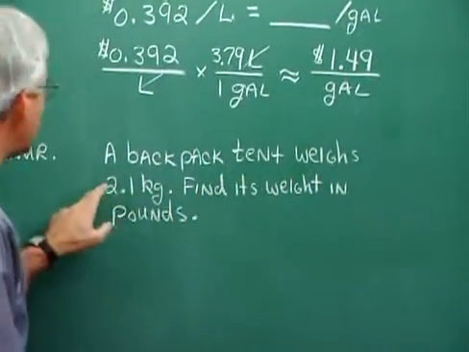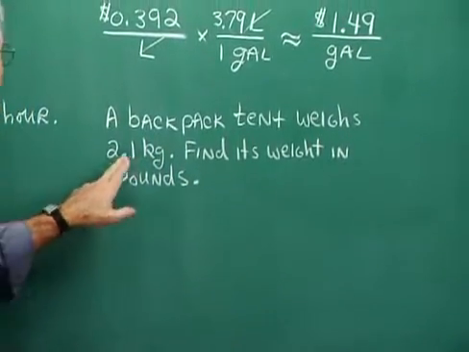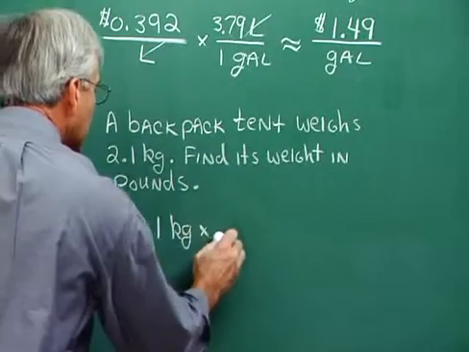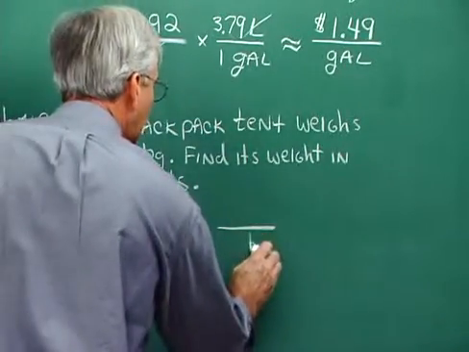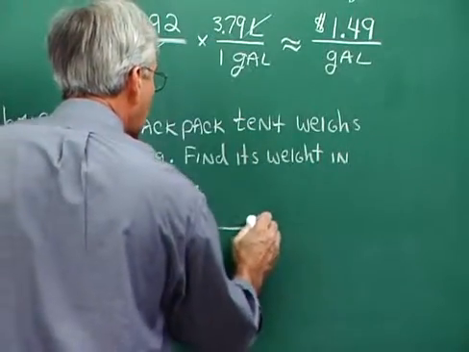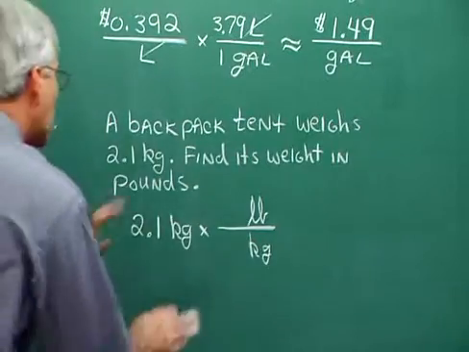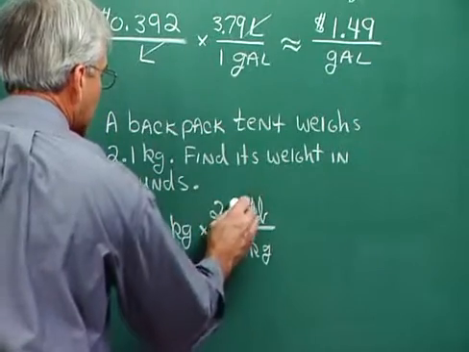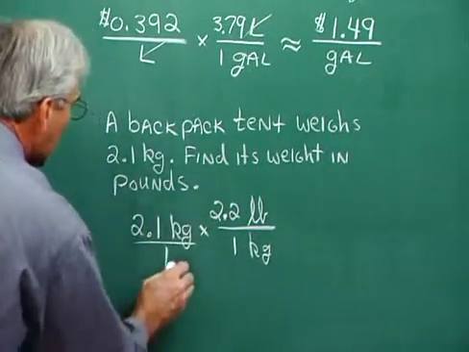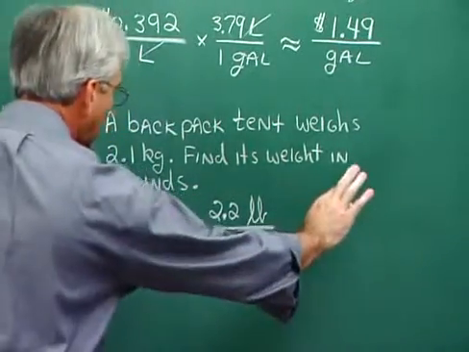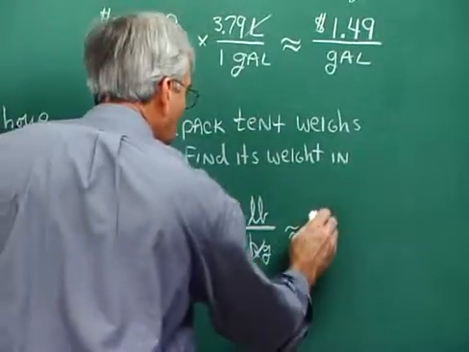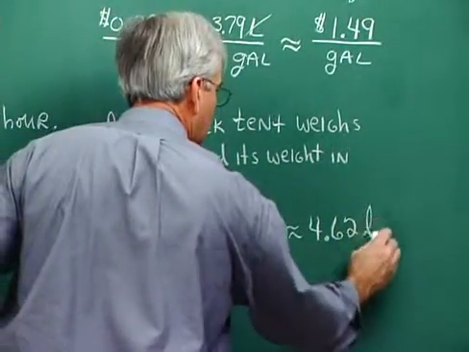A backpack tent weighs 2.1 kilograms. Find its weight in pounds. Well, kilograms to pounds. So we have 2.1 kilograms times some conversion rate, which has kilograms in the denominator for cancellation purposes, and pounds in the numerator. So I look back over for the pounds-kilogram relationship, and I see that 1 kilogram is 2.2 pounds. So 1 kilogram is 2.2 pounds. Now the kilogram units cancel, and I'm just multiplying straight across to find 2.1 times 2.2 turns out to be approximately 4.62 pounds for the conversion.